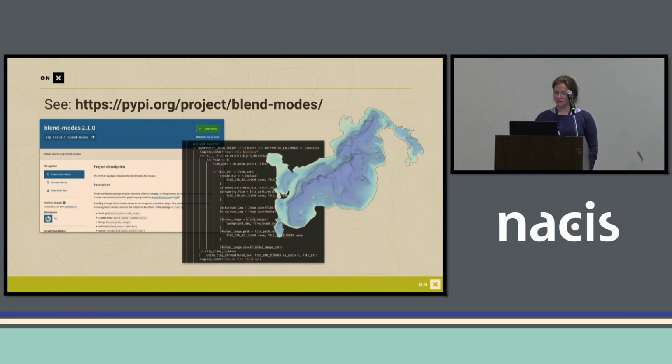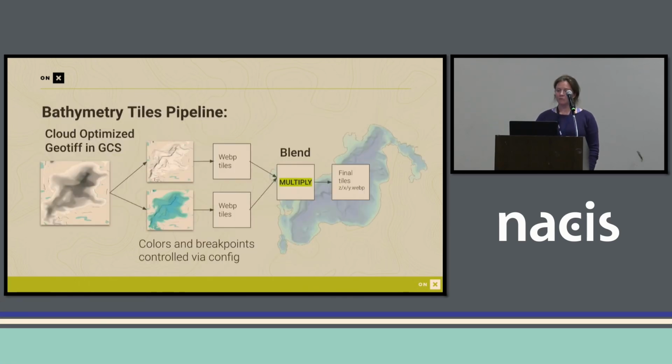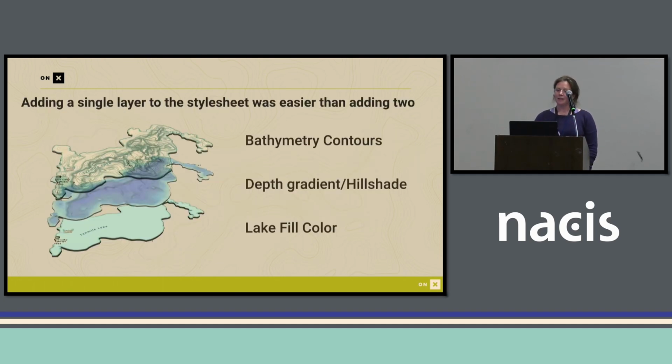So I worked with the same engineer to reconfigure our tile pipeline, and this is a schematic of the pipeline he built. So we take our raw GeoTIFF raster data. From that, we create 2 different tile sets, one that's the depth gradient, and one that's the hillshade. And then we multiply those together, and we have our final tiles that we add to the style sheet. And there's a config in there where I could set the colors and the breakpoints for the colors so that I could get the output tiles to match the rest of the map. And that was much easier to work with.